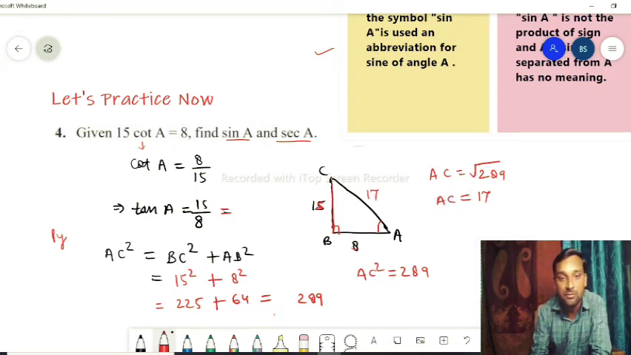Now we have to find out the value of sin A. So sin of A is basically the ratio of the opposite side to the hypotenuse. So 15 by 17 is the required answer. And the value of secant A, what will be the value of secant A? It is just the opposite of cos A. Basically we know that cos A is the ratio of the adjacent side to the hypotenuse, so it will be the ratio of the hypotenuse to the adjacent side, meaning 17 by 8.